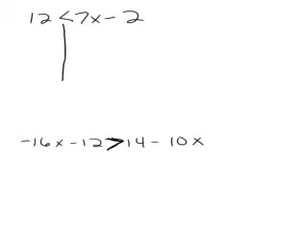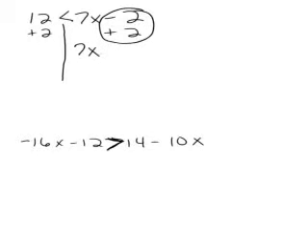I'm just going to go ahead and put my balance line in the same way that I normally would. And I normally want to get the 7x by itself, so I want this minus 2 to go away. So I'm going to add 2 to both sides, because minus 2 plus 2 is 0, and that makes it go away. And all I'm left with on this side is 7x. And on this side I have 12 plus 2, which is 14.